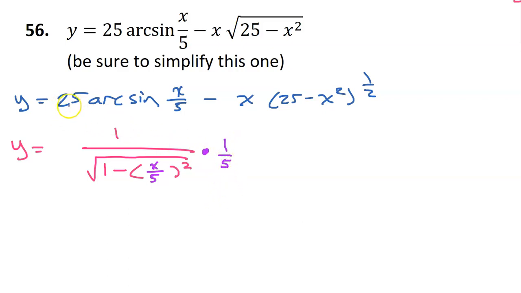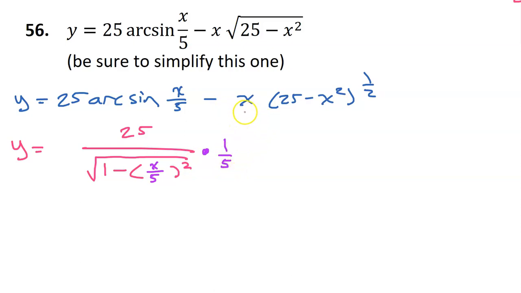Now, don't forget about the 25 that was in the front. This 25 should end up in the numerator, because this is like 25 over 1, if you need to think of it that way. So I am going to put the 25 in the numerator. So I have this so far.